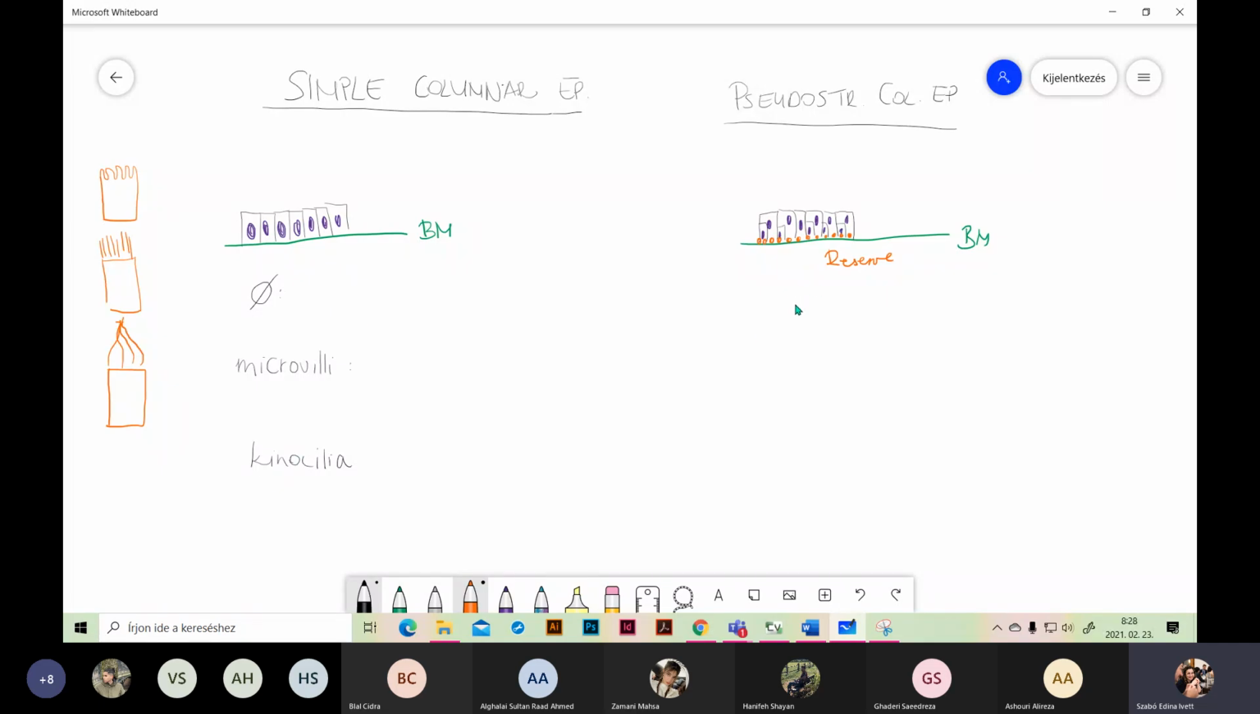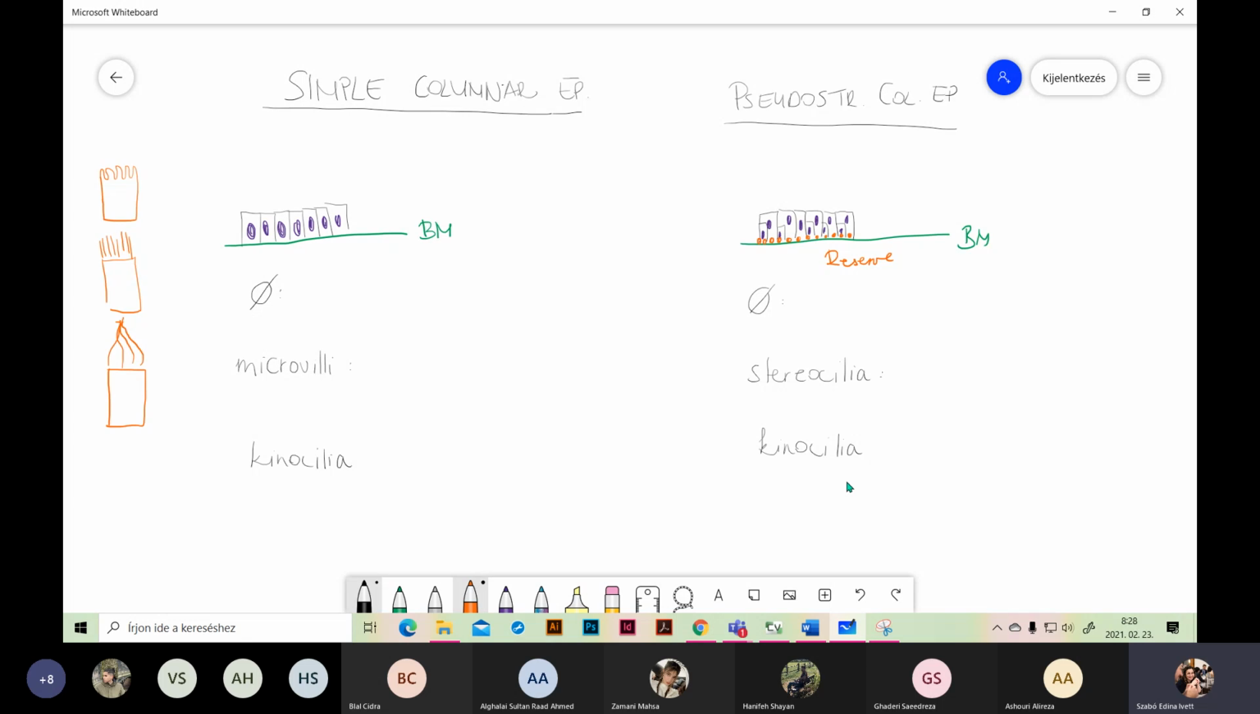Let's see the pseudostratified columnar epithelia. We have a pseudostratified columnar without any surface modification, and there is a pseudostratified columnar epithelia with stereocilia. And we have a pseudostratified columnar epithelia with kinocilia. There is no other option.